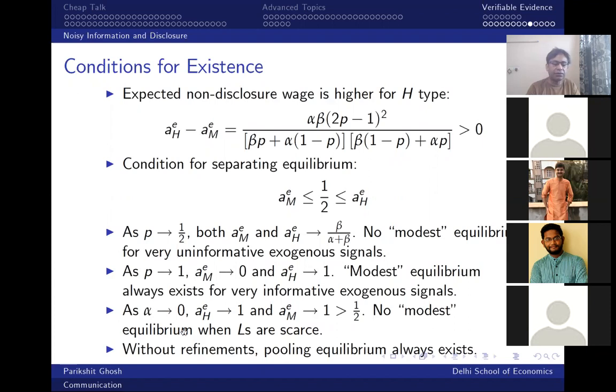Now, another kind of limiting or comparative static result: think about when alpha tends to 0. What is alpha? Alpha is the proportion of low types in the population, right? Remember? What's the probability a randomly selected agent is low type? That's alpha. So as alpha goes to 0, you can again mechanically check that the two expectations both tend to 1, right? And therefore both are strictly greater than half. And then again, your separating equilibrium is going to break down.